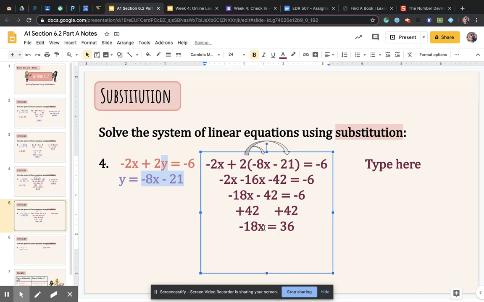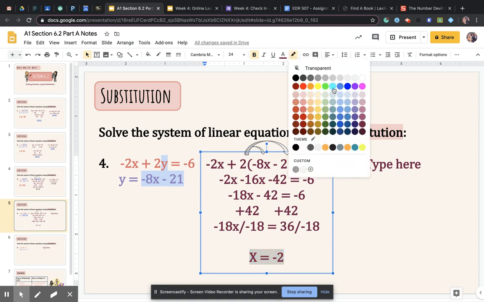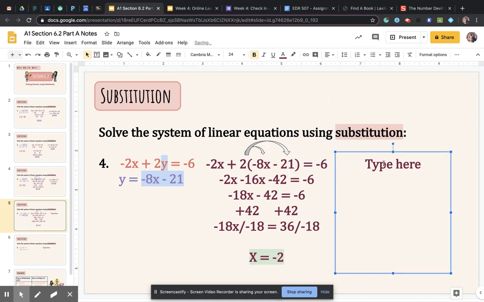And then we're going to divide both sides by negative 18. And then x should equal negative 2. And just like before, we are going to plug in x is equal to negative 2. Actually, I'll do it in the first one just to show you guys you can use the first one. But please note that the second equation's easier.